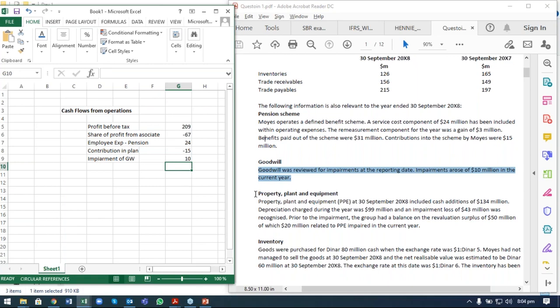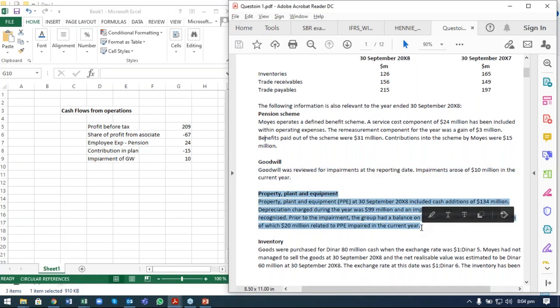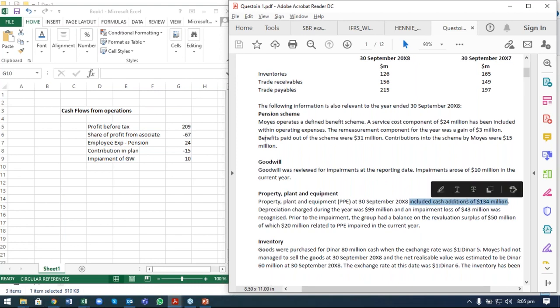Next is your property, plant, and equipment. Now, in this property, plant, and equipment section, you need to make sure what is charged to profit and loss account with respect to this property, plant, and equipment. The first thing is property, plant, and equipment at 30th September include cash addition of 134 million. You have spent cash of 134 million to acquire new non-current assets.